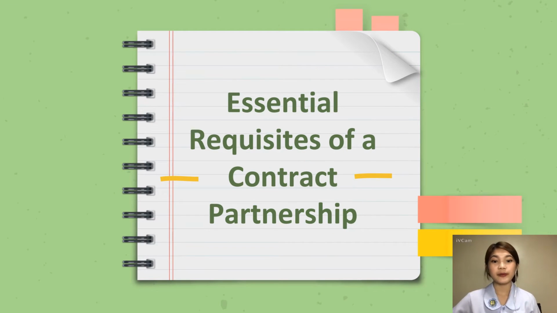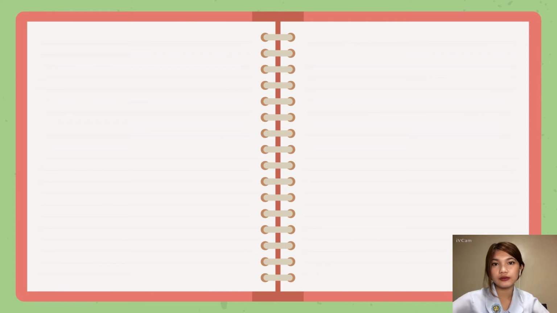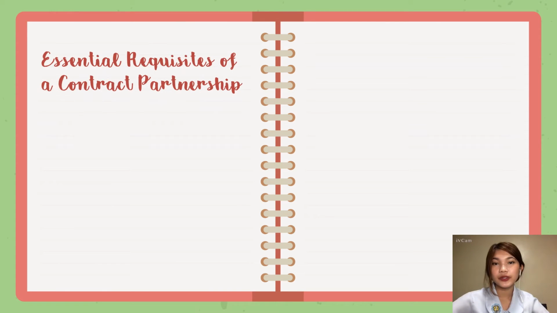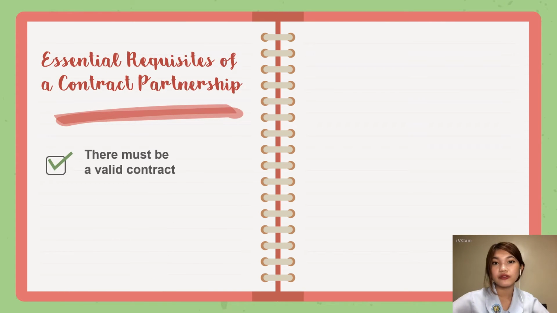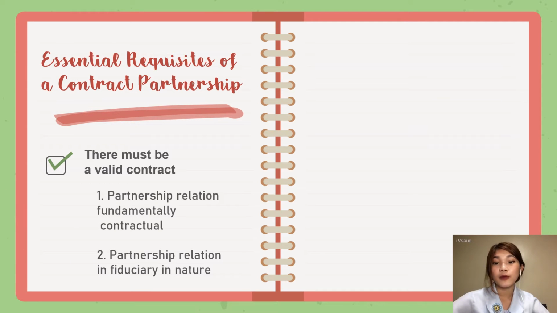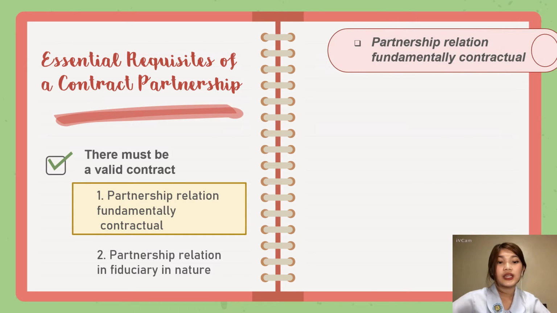Let us talk about the essential requisites of a contract of partnership. The first one under the essential requisites is that there must be a valid contract, and it is subdivided into two. The first is the partnership relation, fundamentally contractual, and the second is the partnership relation, fiduciary in nature. Let's first discuss the partnership relation, fundamentally contractual. It is subdivided into three.